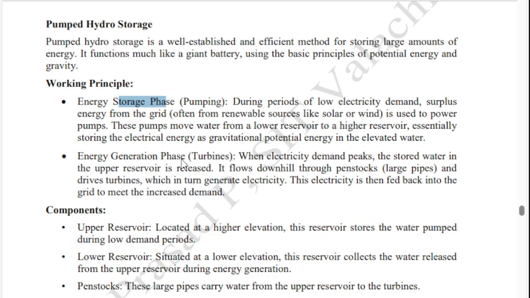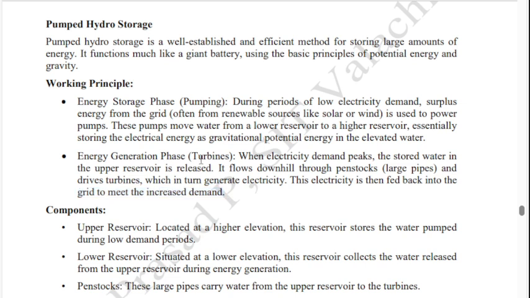Now the generation phase. The turbines are used when electricity demand peaks. The stored water in the upper reservoir is released. It flows downhill through the penstocks, or the large pipes, and drives the turbines, which in turn generate electricity. This electricity is then fed back into the grid to meet the increased demand.